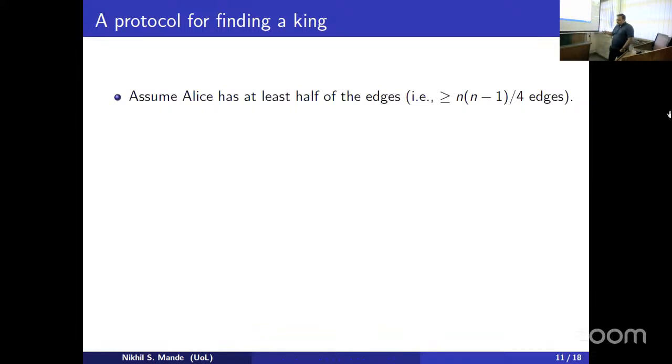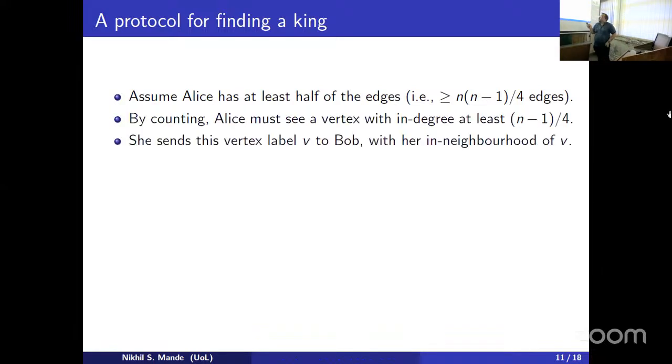So to begin with, let's assume without loss of generality that Alice has at least half of all of the total edge directions. Just by a counting argument, this means that she must have a vertex that has out-degree at least (n-1)/4, because the average out-degree of her vertices is (n-1)/4. This should be out over here, apologies.